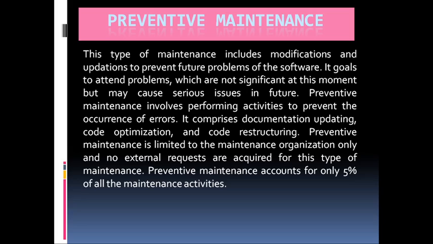Preventive maintenance is limited to the maintenance of the organization and no external request is required. It is not made according to external requests, but to prevent our system from significant problems that may arise in the future. Preventive maintenance accounts for 5% of all maintenance activities, meaning 5% of the time is spent on these activities.